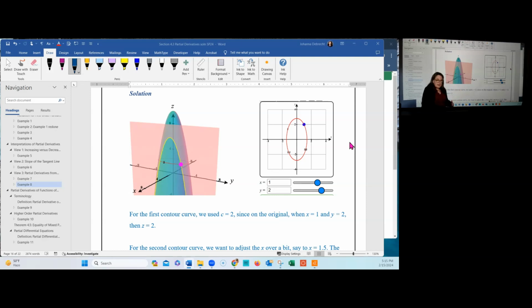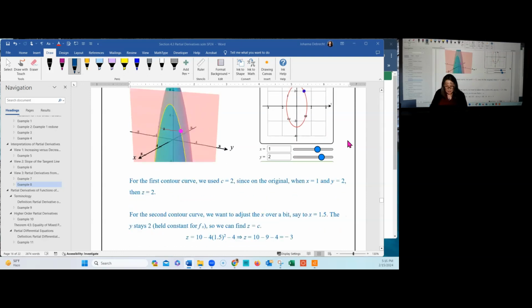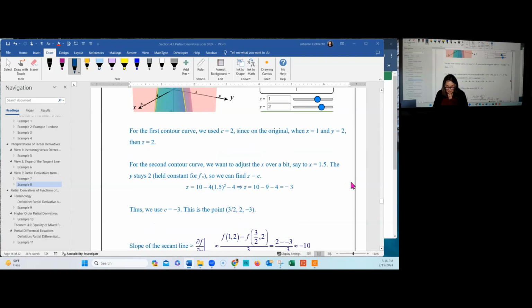To find the second contour curve, we want to adjust over just a little bit. Say maybe x equals, I don't know, 1.5. But we're going to leave the y value constant at 2. All right, we're taking the partial with respect to x. And then we can find the z value by substituting this value, 1.5 for x and 2 still for y, into the equation for z.